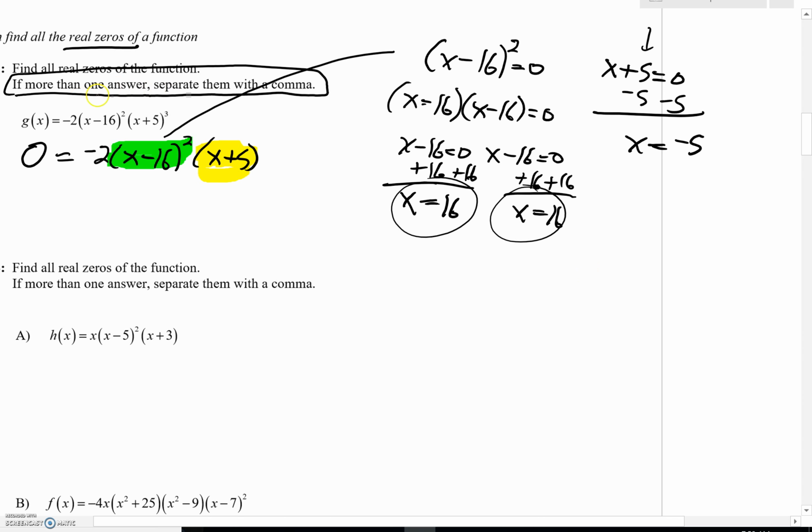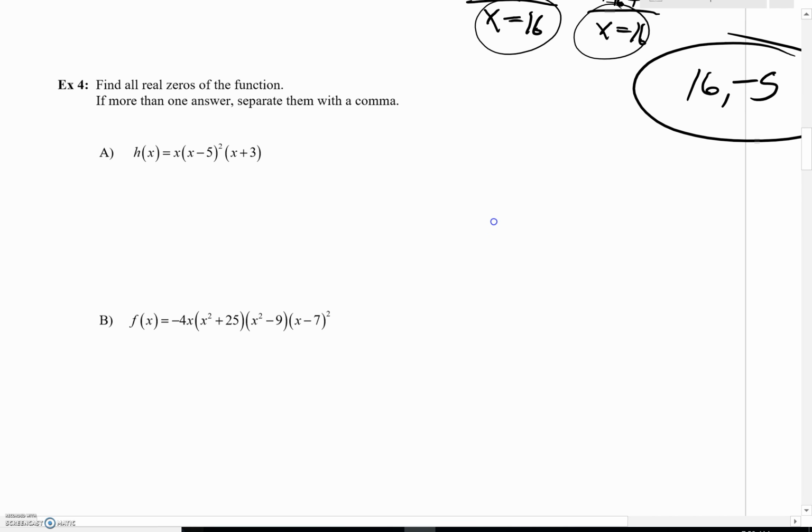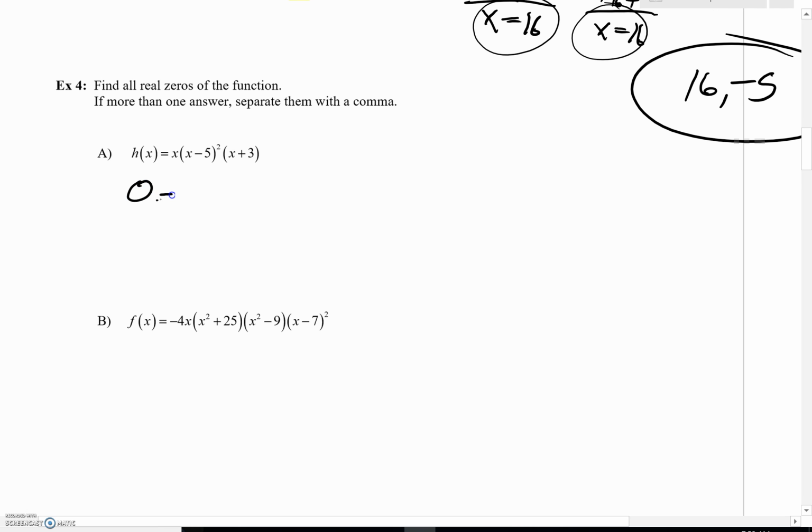So look, when they're saying give the answer, you could say 16, 16, negative 5, or you could just write it down once. If you want to write it down twice, you may, and Alex will give you credit for it. But if you just want to write it down once, he'll give you credit for that also. Okay? Let's real quickly come over here for 4a.